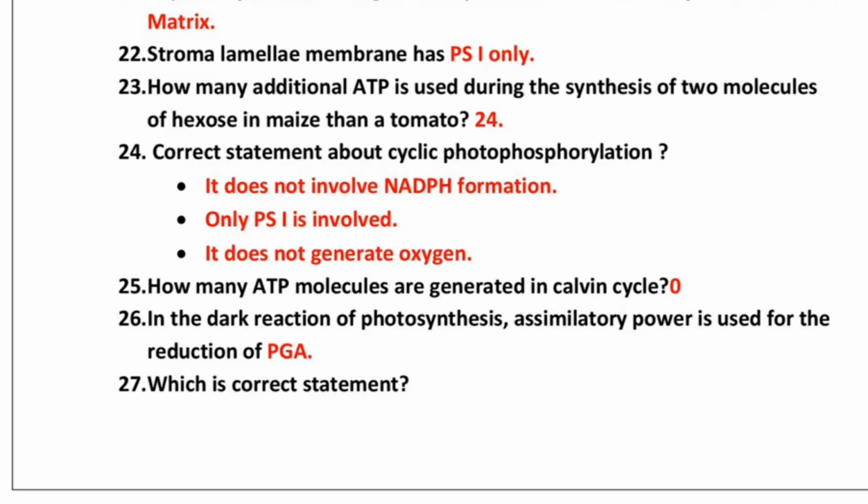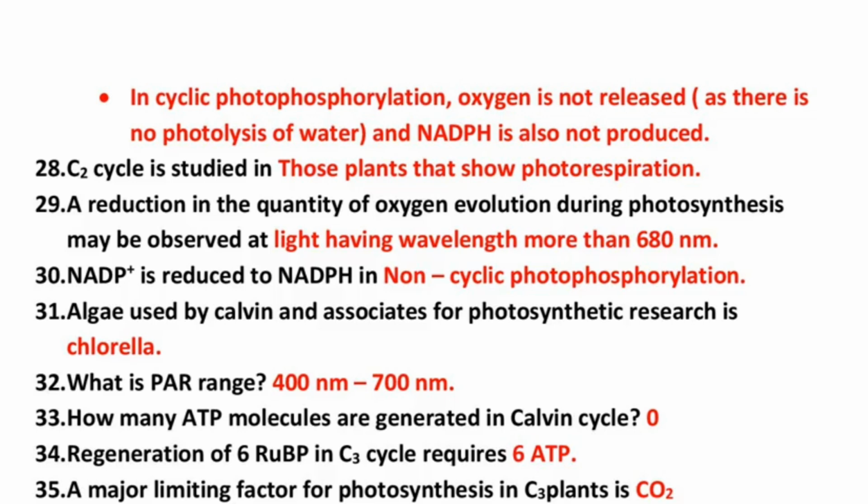How many ATP molecules are generated in Calvin cycle? 0. In the dark reaction of photosynthesis, assimilatory power is used for the reduction of PGA. Which is the correct statement? In cyclic photophosphorylation, oxygen is not released as there is no photolysis of water and NADPH is also not produced.